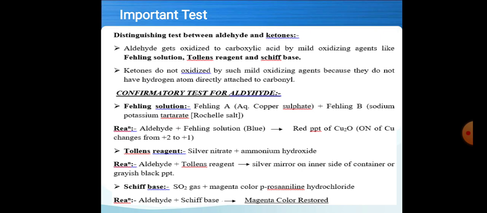Then third is Schiff's base. It is sulfur dioxide gas and magenta colored para-rosaniline hydrochloride. When aldehyde reacts with Schiff's base, then magenta color of para-rosaniline hydrochloride is restored, that indicates presence of aldehyde.